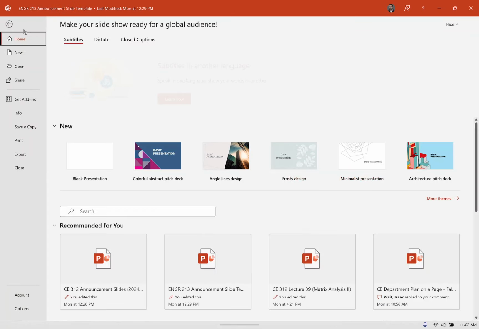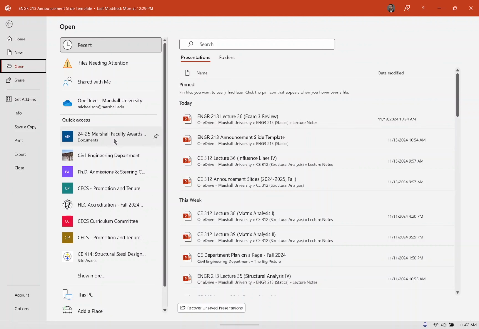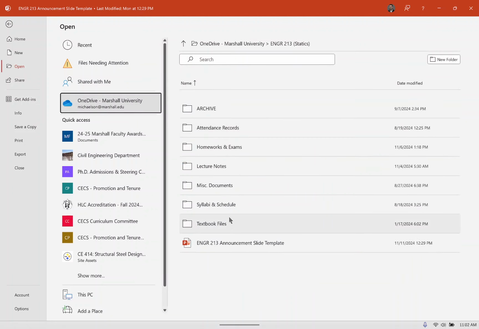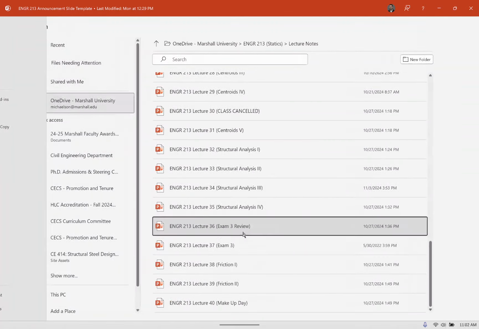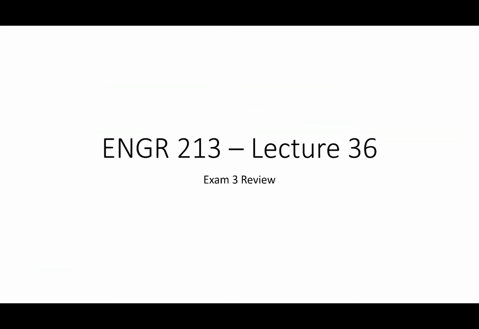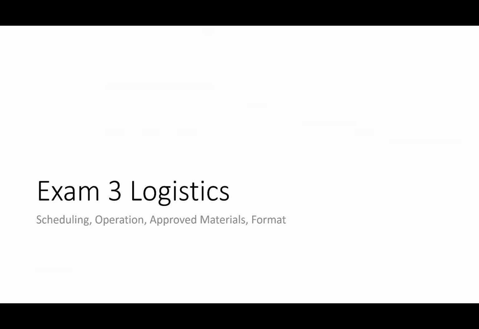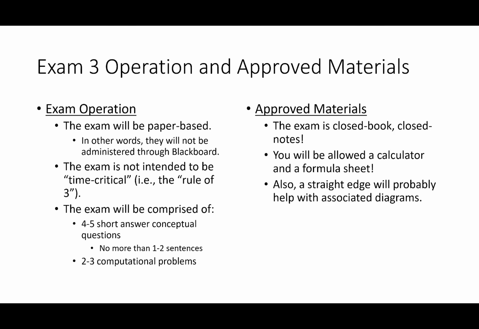So let's go through the exam review. Okay. So a couple things about the exam. The exam is the same format as the others. I'm not suddenly making it a different exam.